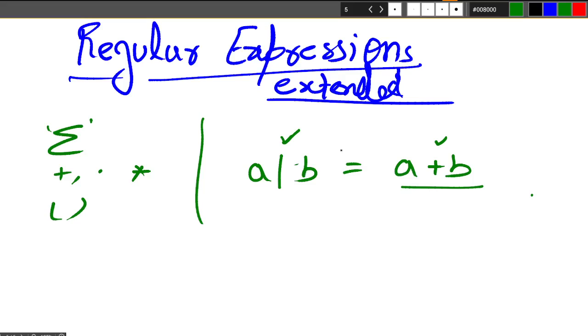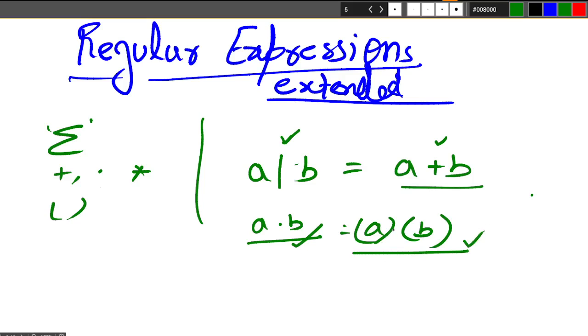Other than that, for concatenation, as you have written A dot B, this is also correct. You can also use A B together. This will also be considered as concatenation.